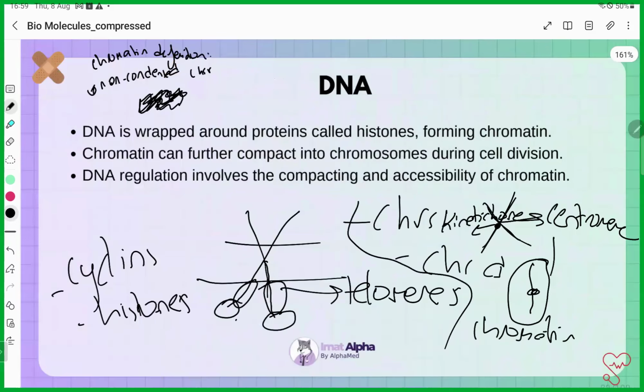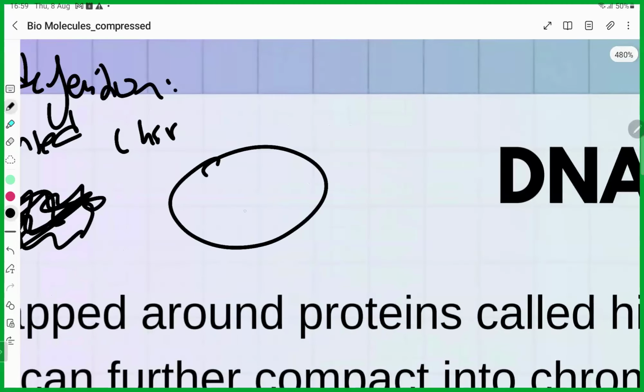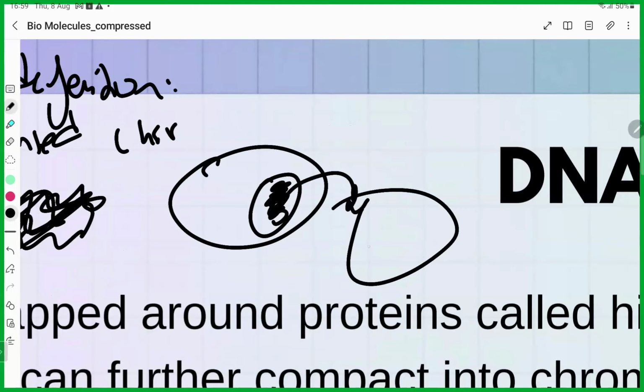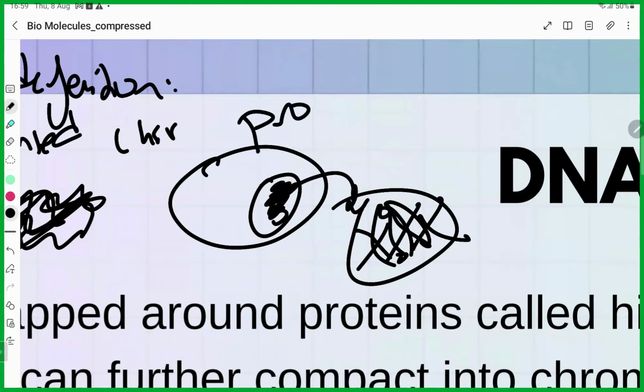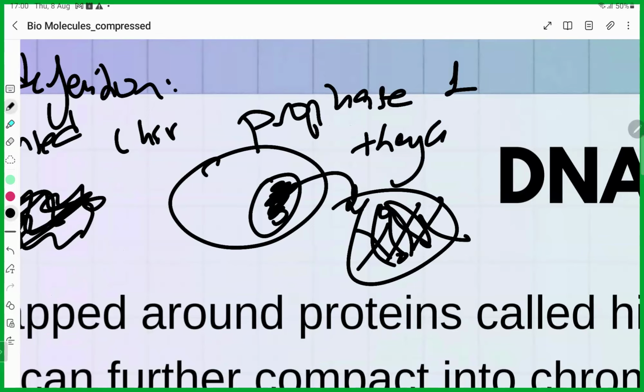In prophase 1, they start to be condensed. We start with metaphase already condensed, to be able to align on the equatorial plate, looking at chromosomes. So here they are in prophase 1. In prophase 1, they condense, and their name becomes a chromosome, not a chromatin.